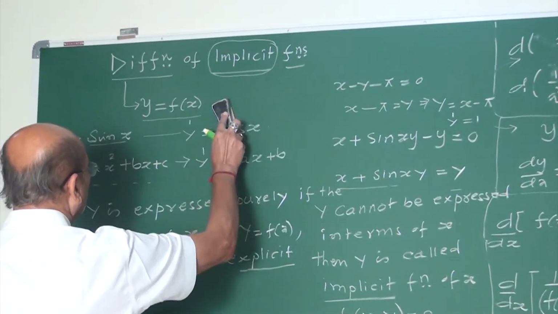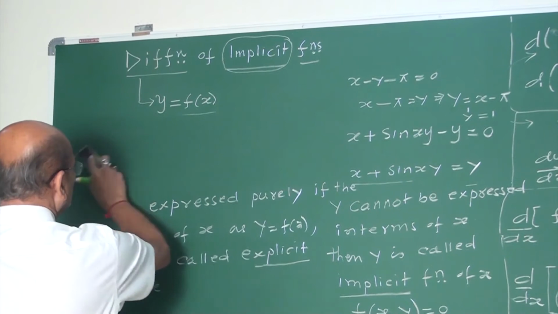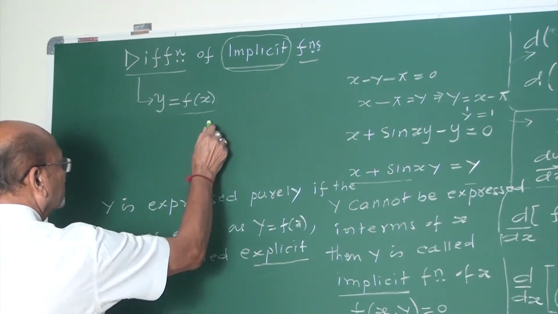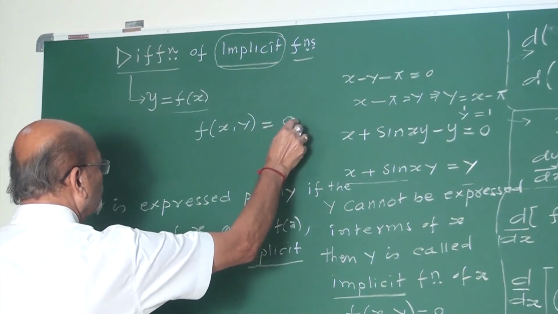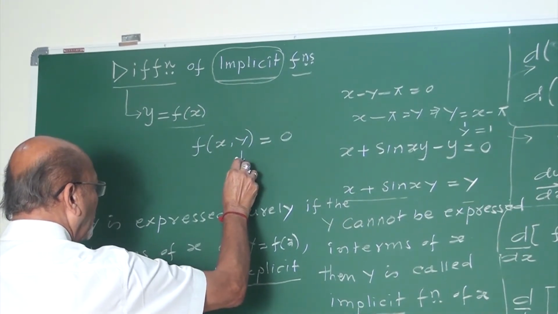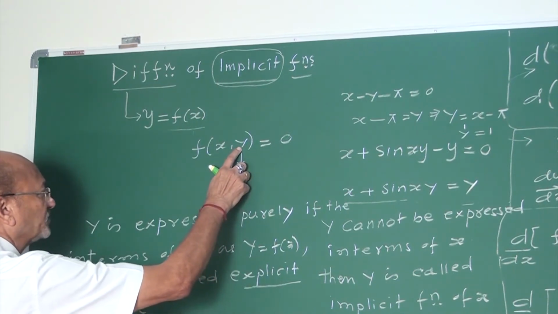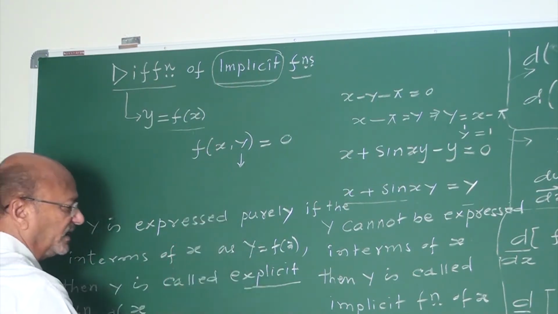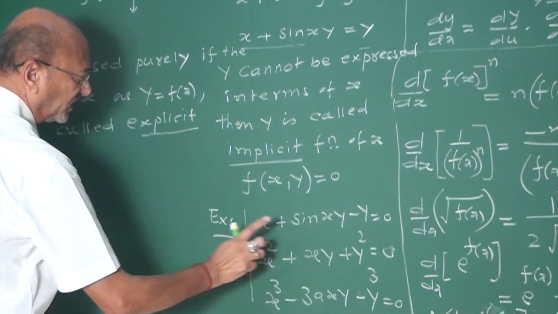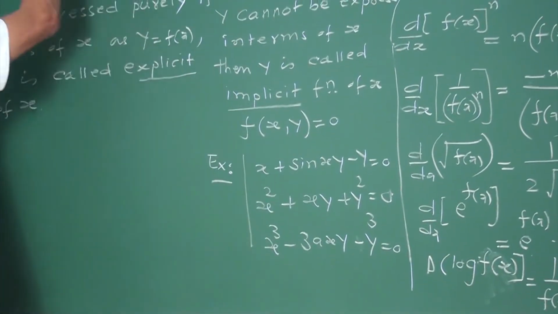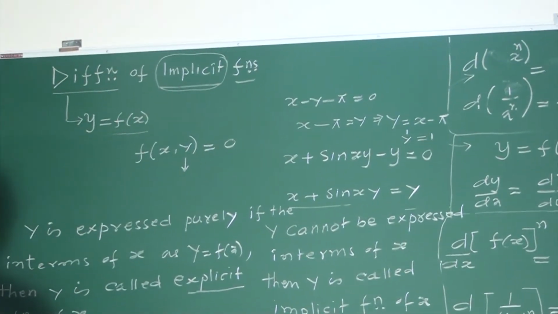What is this, my friend? This is explicit. What is this? They are connected internally: f of x, y equal to 0, where y can't be expressed in terms of x. X and y are connected like this, where y can't be expressed. In this case, y is said to be an implicit function of x.